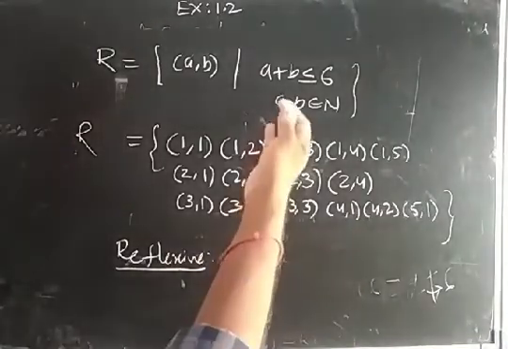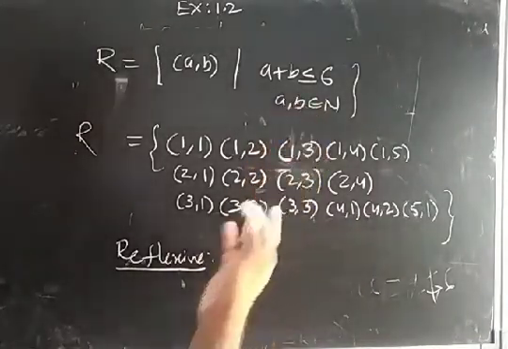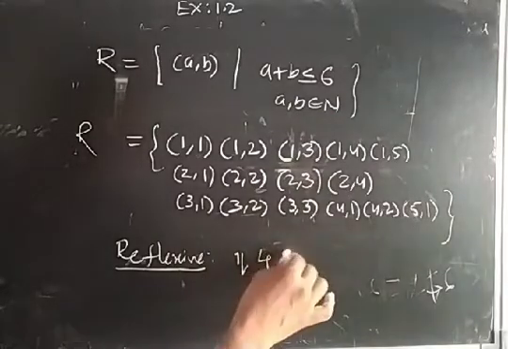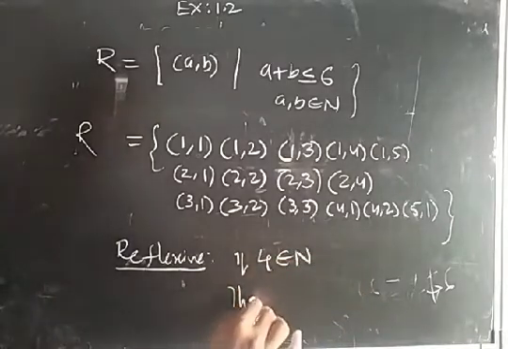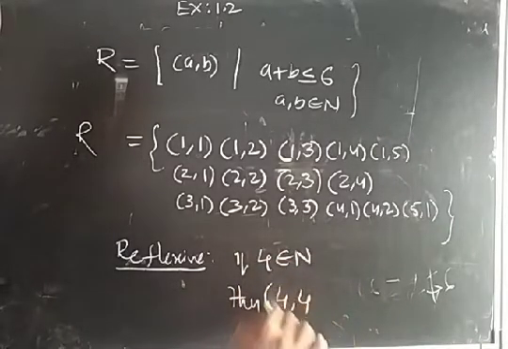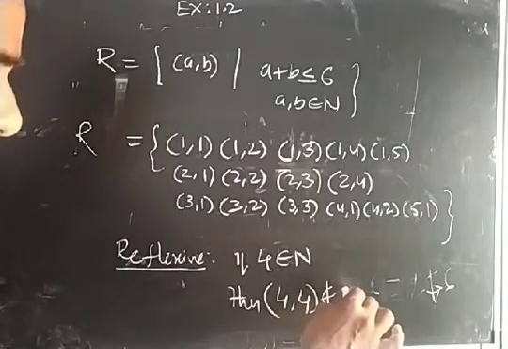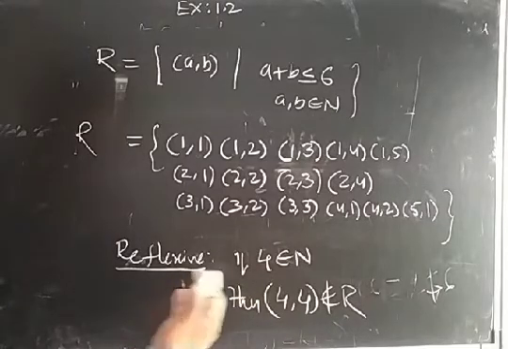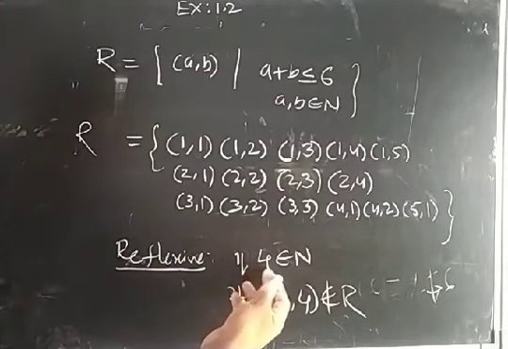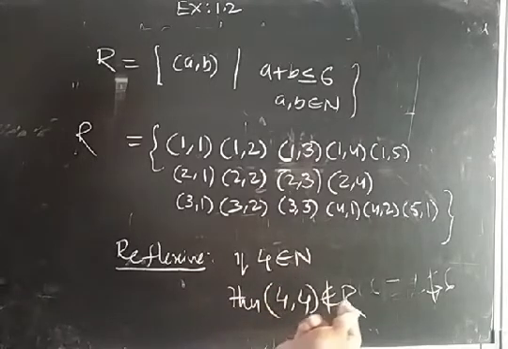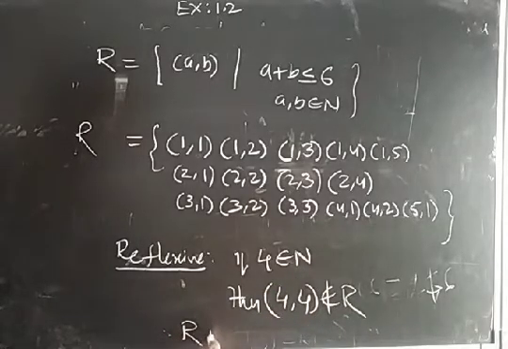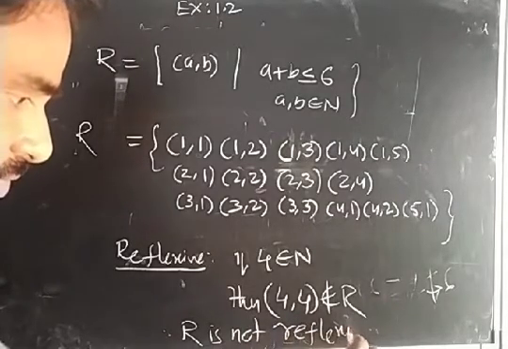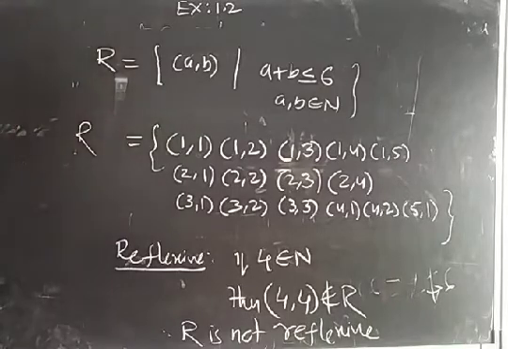That means for a few numbers the ordered pairs do not exist. Right? If 4 belongs to N, then 4 comma 4 does not belong to R. So I have shown one example to show it is not reflexive. I am taking 4 belongs to N, but 4 comma 4 does not belong to R. Therefore R is not reflexive. Okay, next the symmetric condition.